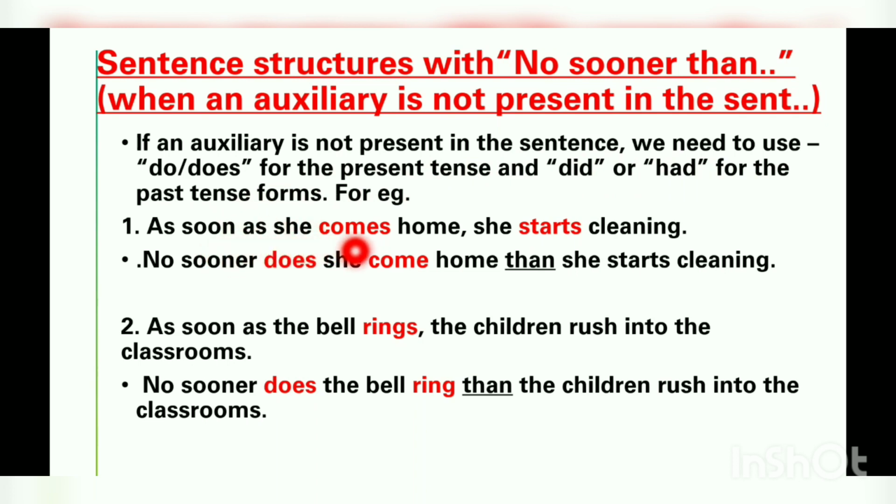As soon as she comes home, she starts cleaning. No sooner does she come home, so comes becomes come. Why? Because we have used does here. No sooner does she come home than she starts cleaning.